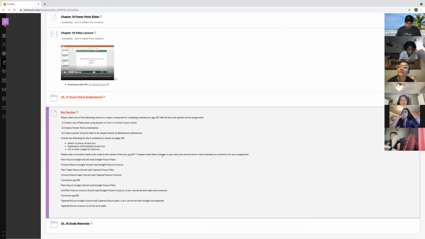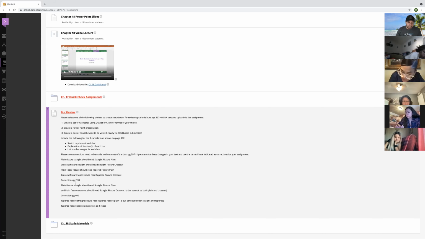So go ahead and write on your textbook and use the terms that I have indicated as corrections for your assignment. So for example, instead of a plain fissure straight, it should read a straight fissure plain. Instead of reading a crosscut fissure straight, which is how it reads in the book, it should read a straight fissured crosscut. Instead of a plain tapered fissured, it should read a tapered fissured plain, and so on and so forth.